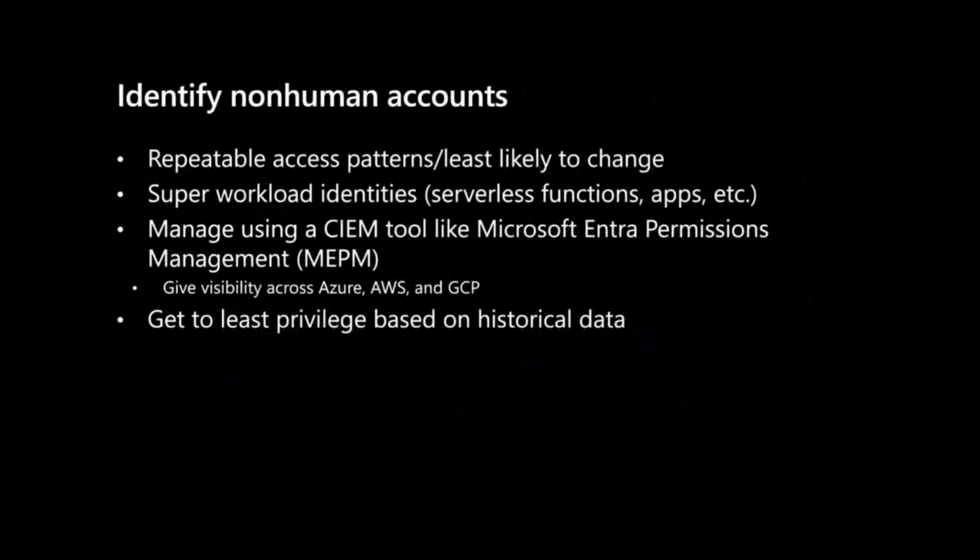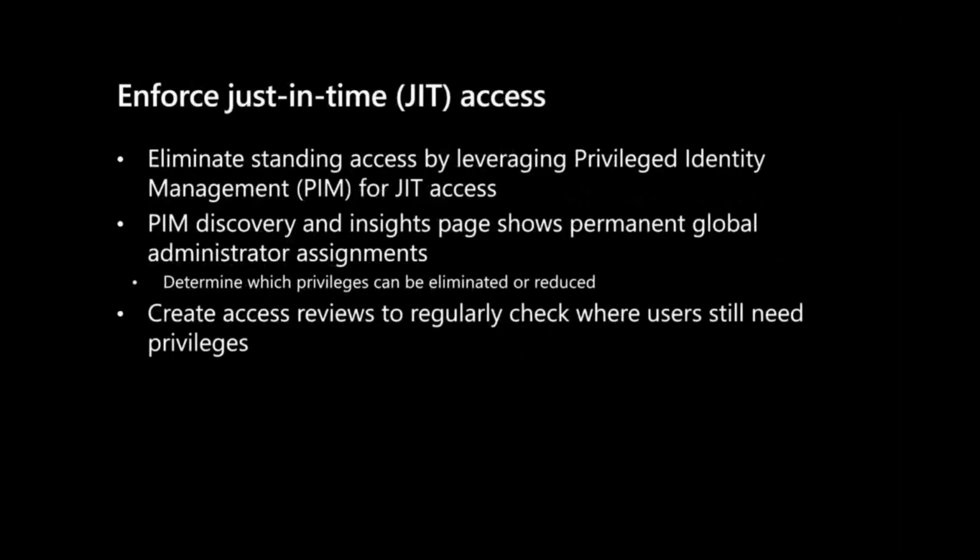So this is a great way that you're able to monitor all of those various permissions across the clouds that your organization uses. And you can truly get to least privilege based off of historic data. So you're not having to guess of whether or not this is least privilege or not. You can truly see that delta that I was explaining earlier for those various applications. And so on the next slide, we're going to talk about how we can also enforce just-in-time access.